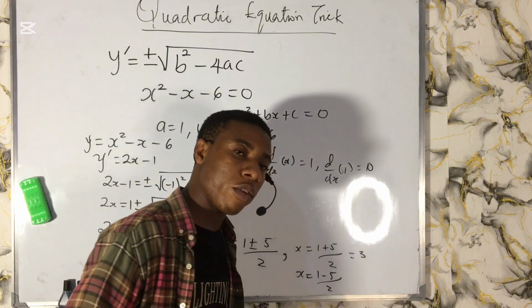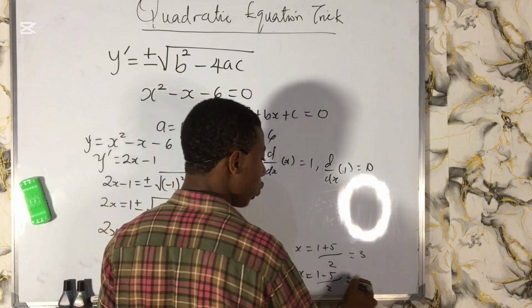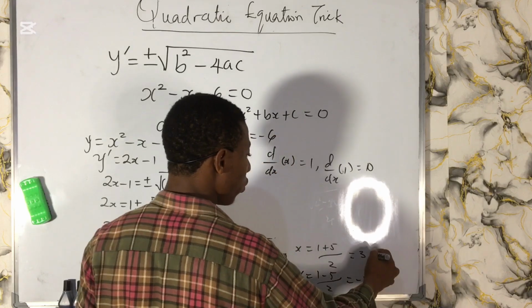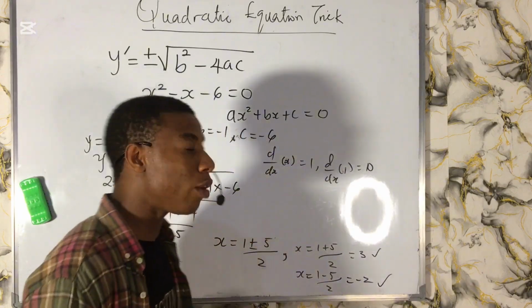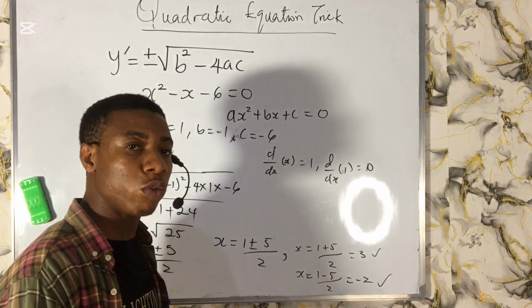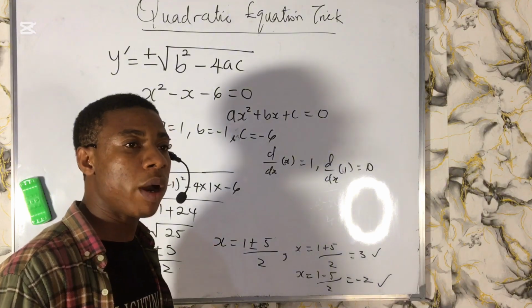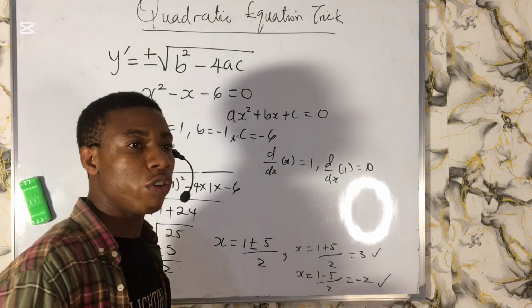Of course, 1 minus 5 is minus 4, and minus 4 divided by 2 is minus 2. So these are the values of x. You can do well to adopt this method to solve any quadratic equation. Remember, it only works for an equation that has a real root.